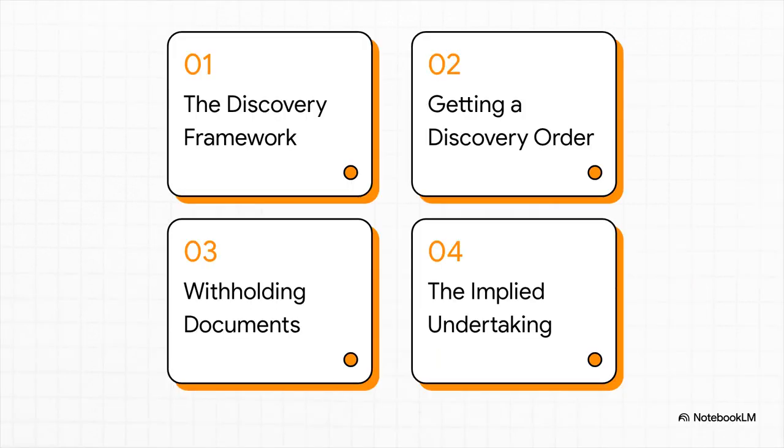So here's our roadmap. We're going to follow the exact journey you take as a litigator. First, we'll get our heads around the basic framework. Then, we'll look at how to actually get a discovery order. After that, we'll cover what you can shield from the other side. And finally, we'll talk about the immense responsibility that comes with all this new information.